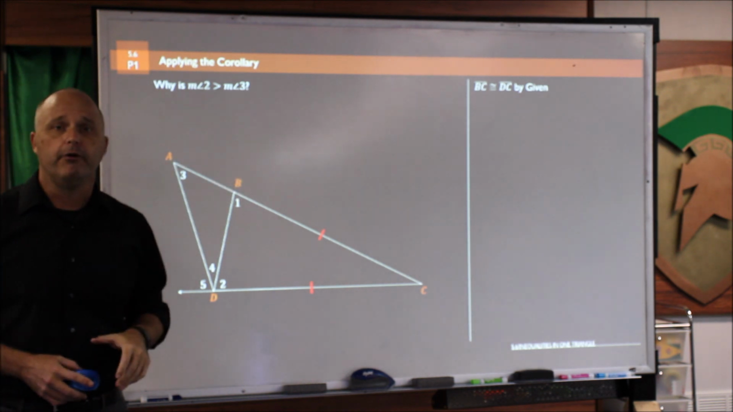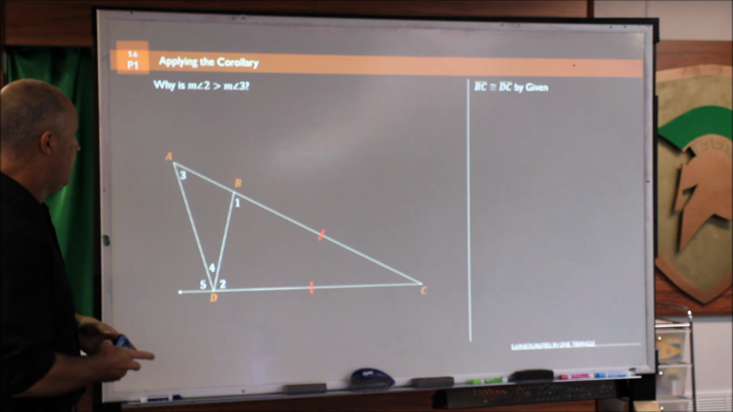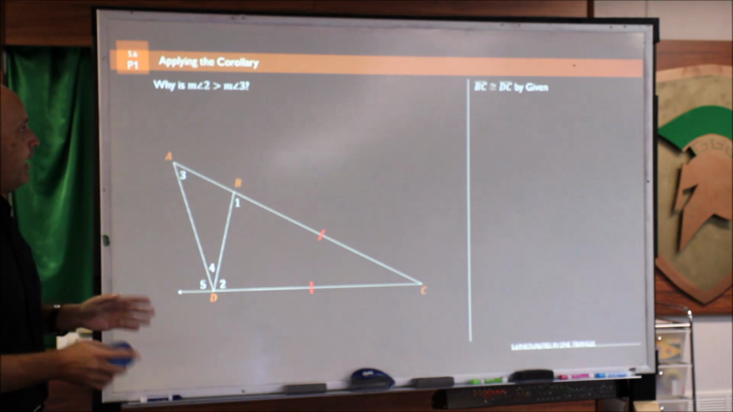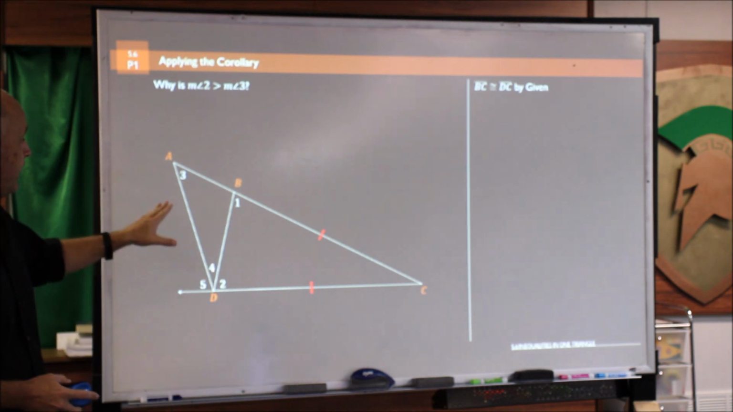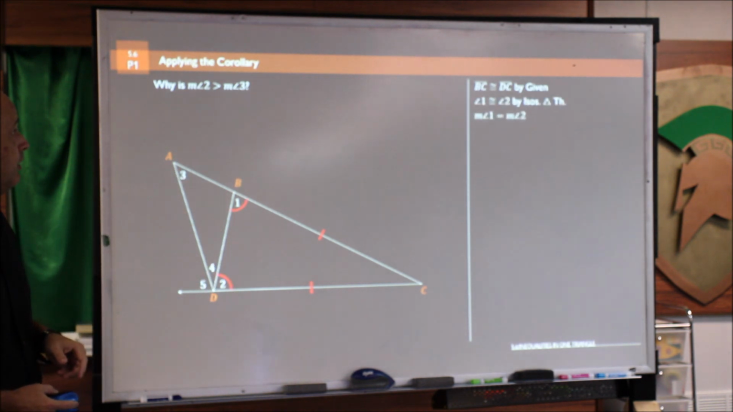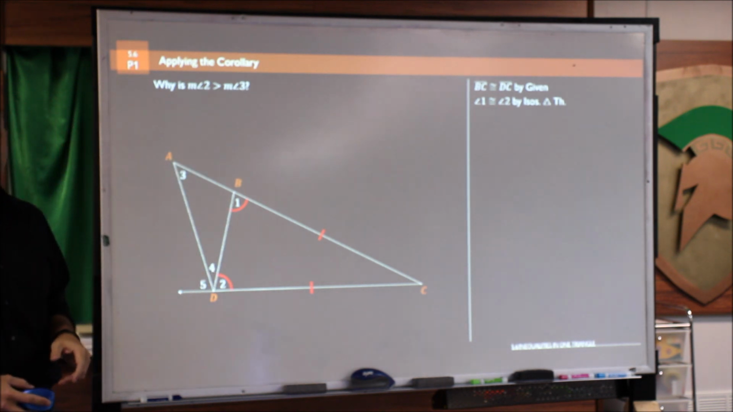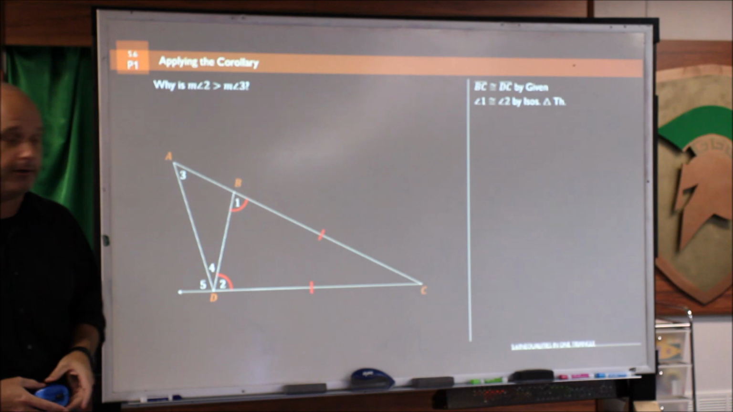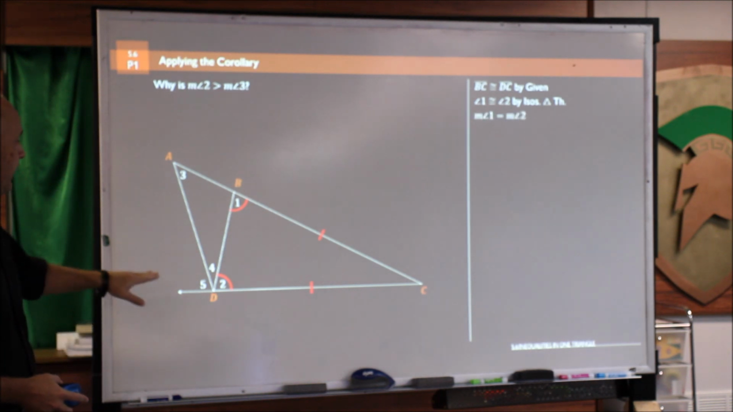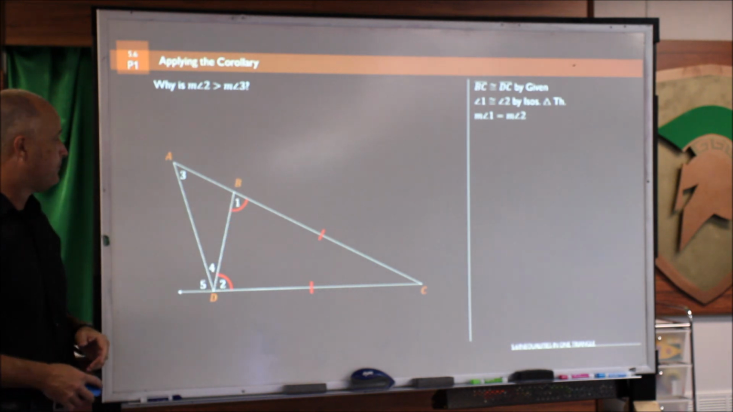So the first thing that we know is that by given, segment BC is congruent to segment DC. So you can see that we've got those marked off with our congruency markings. Now, what does that mean for us? It tells us that triangle BDC is an isosceles triangle, which then tells us that angle 1 and angle 2 have to be congruent to each other by the isosceles triangle theorem. So the next thing that we can learn is that the measure of angle 1 is equal to the measure of angle 2 because of congruency.